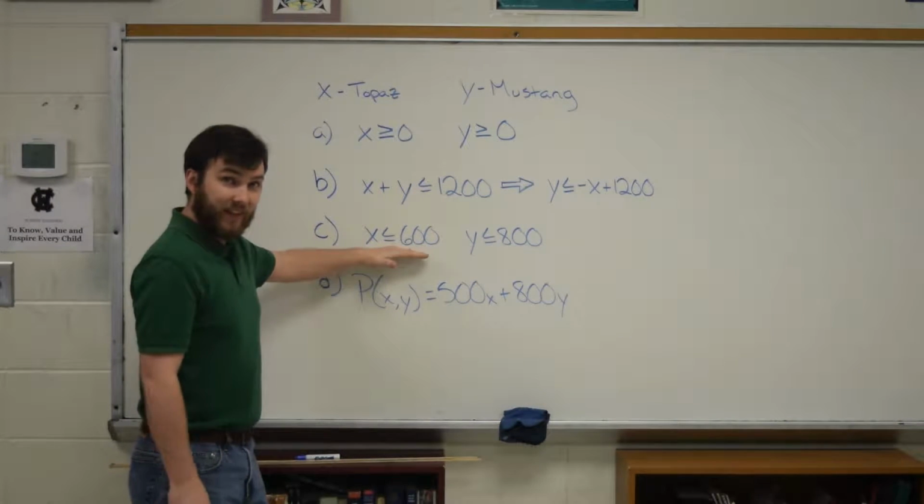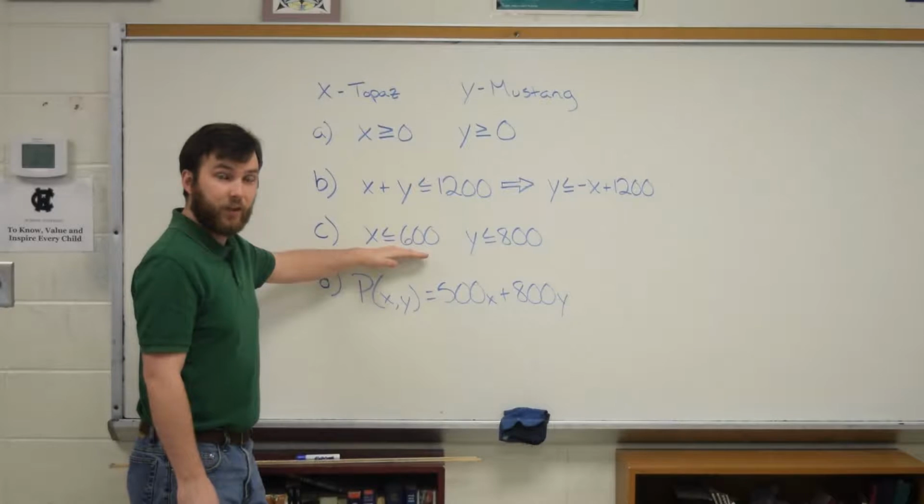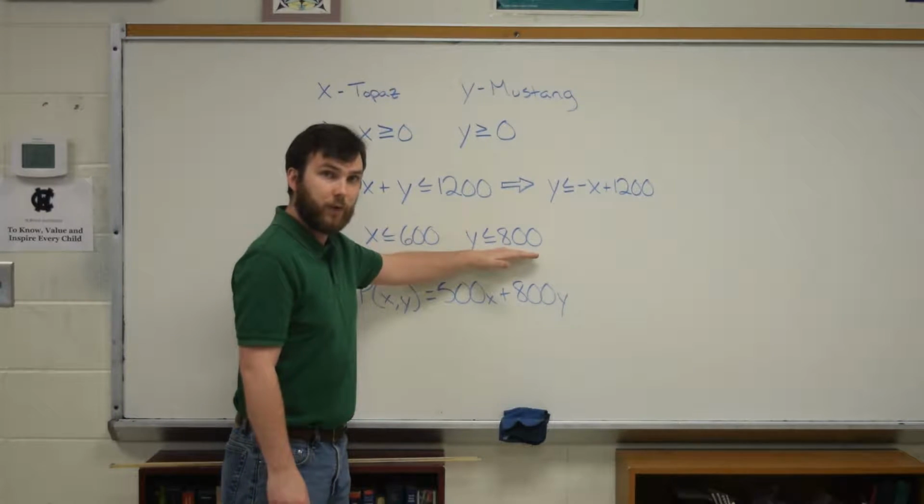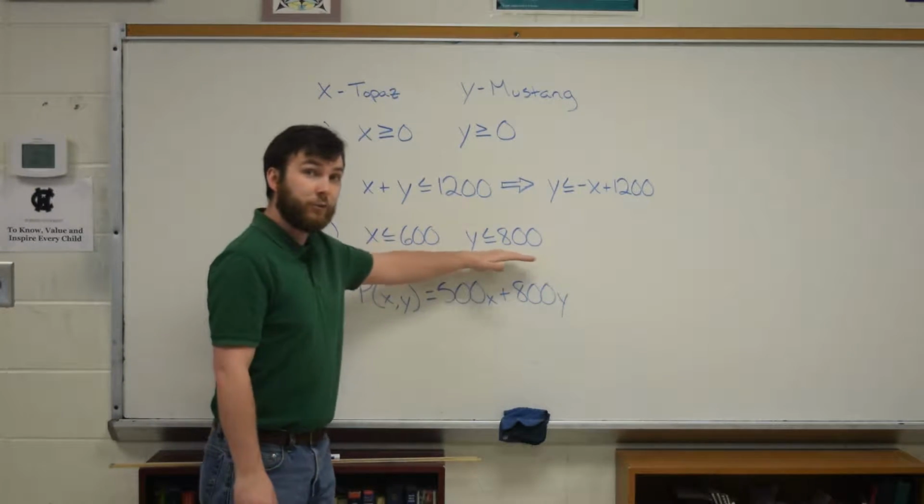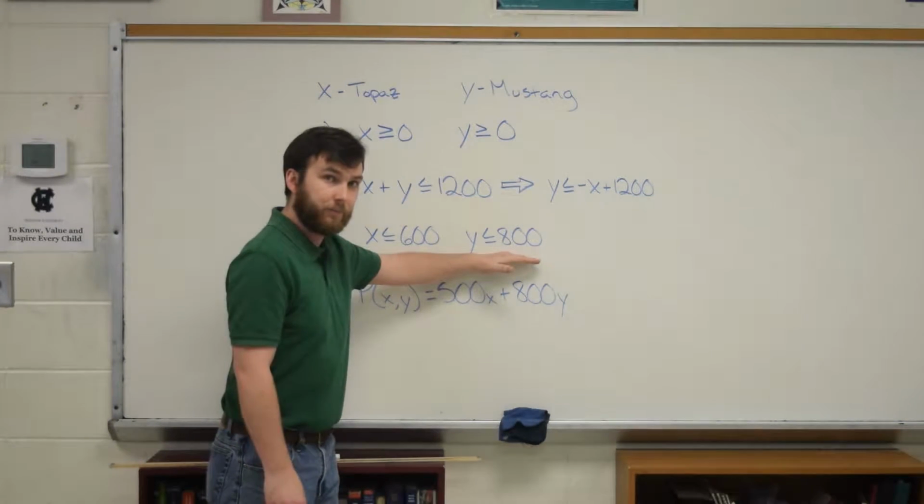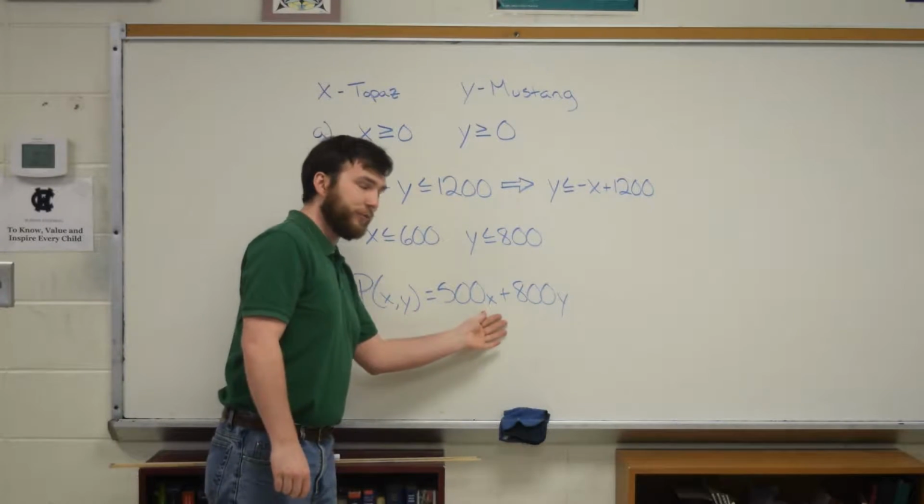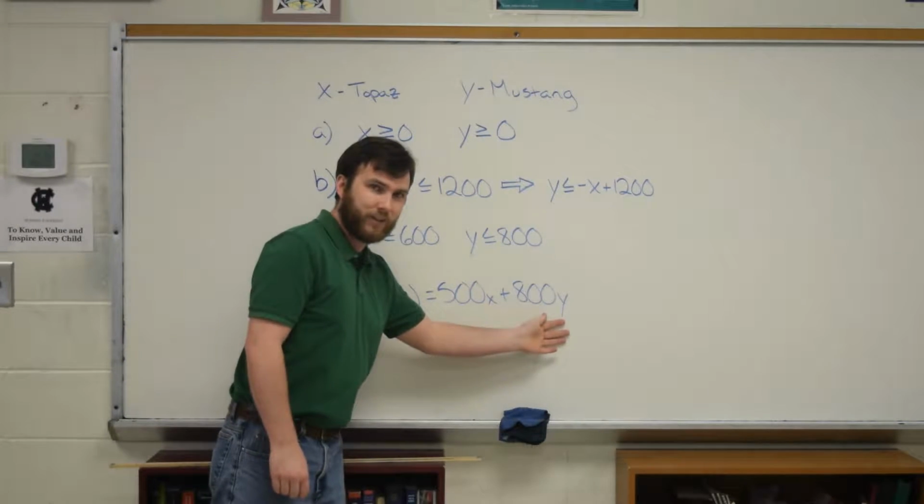We're going to make less than or equal to 600 Topaz cars. We're going to make less than or equal to 800 Mustangs. So those are individual inequalities. And then hopefully you got the profit: 500 for every Topaz, 800 for every Mustang.